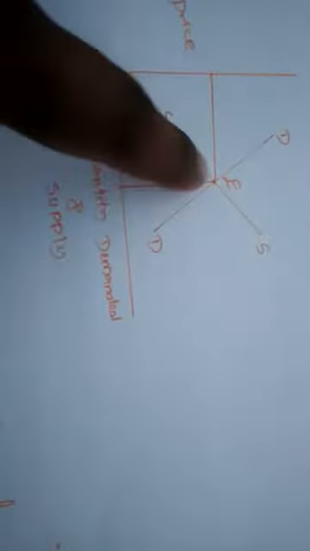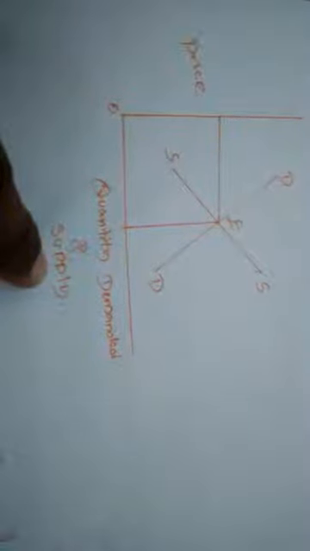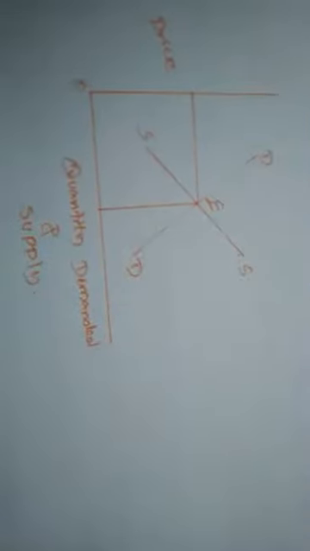But in this situation, point E is considered the equilibrium point. At this point, supply and demand are equal: the price, and the quantity demanded and supplied, are equal. In this situation, both the buyer and the seller will not face any loss.